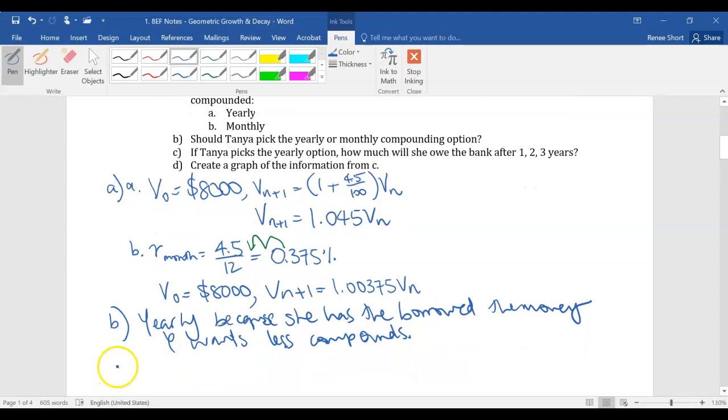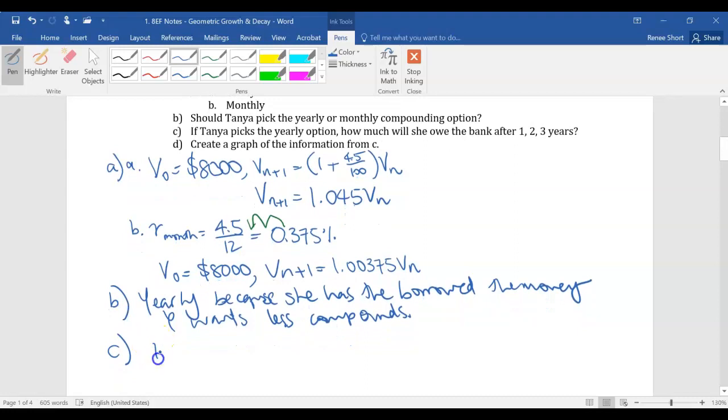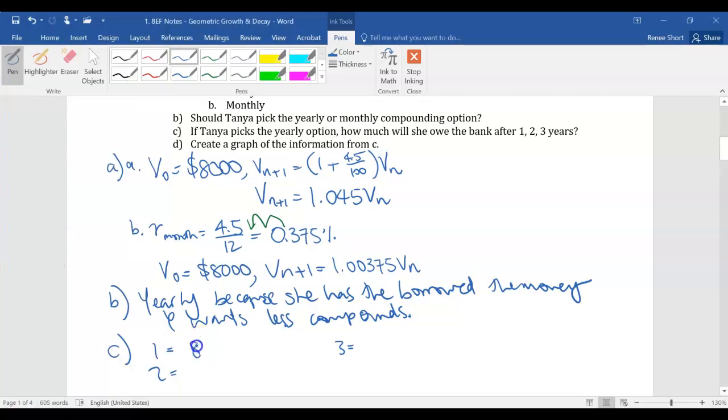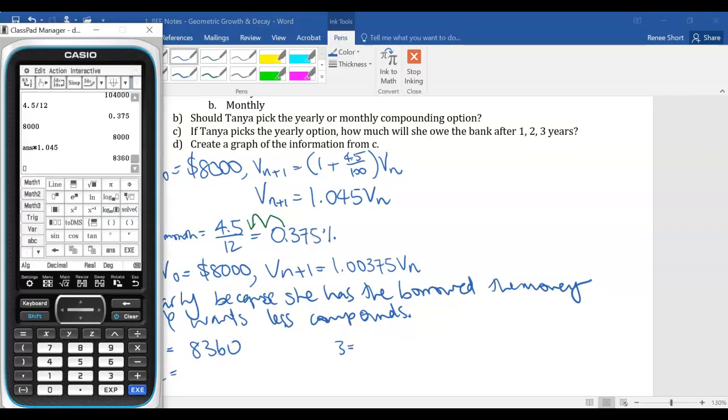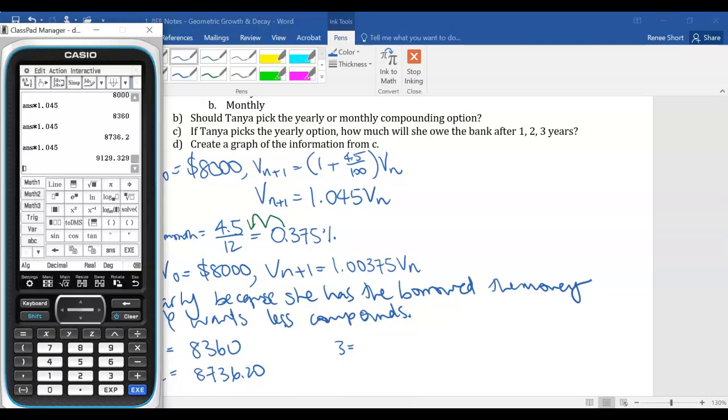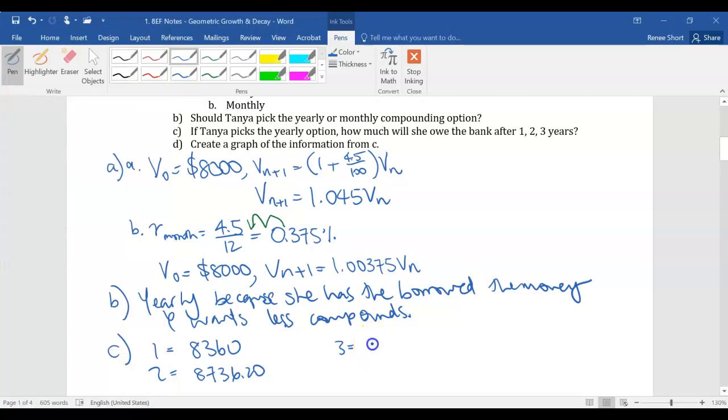Now, part C says, if Tanya picks the yearly option, how much will she owe the bank after 1, 2, 3 years? So let's write down 1, 2, 3. And again, we're going to head to our calculator here. I can work this out. So 8,000, I can type that in and then put in times 1.045 and press enter. So at the end of first year, it's going to be $8,360. And now if I press it again, end of second year is $8,736.20. And a final time, $9,129.33.